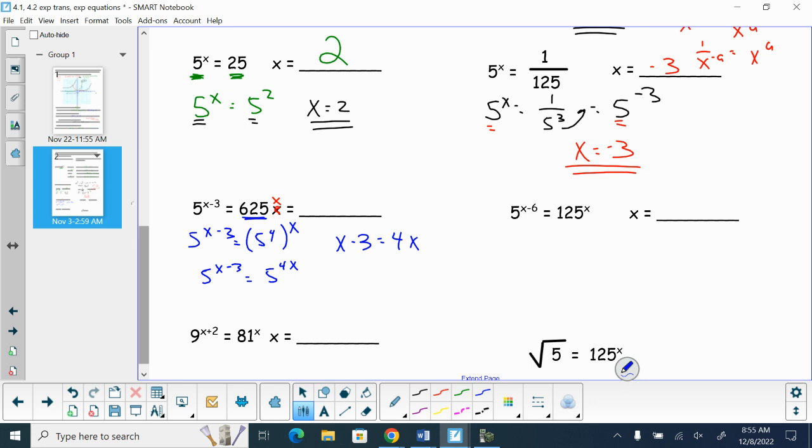Now I got an equation to solve. I can subtract my x. So solve your equation. Subtract your x. And divide by your coefficient. So x is equal to negative 1.